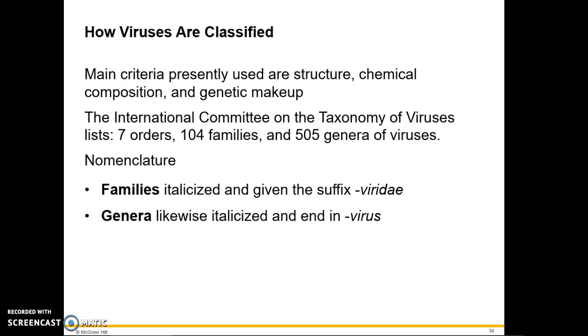As far as the nomenclature goes, the family name will be italicized and given the suffix viridae. So if you see a virus name ending in viridae, that indicates that it's a family name. And a genus name is also going to be italicized and have the suffix virus. So that's the way that you can tell a family name from a genus name or genera.